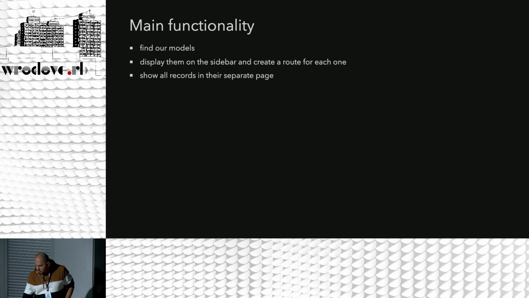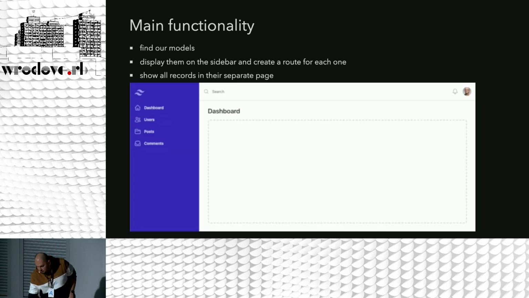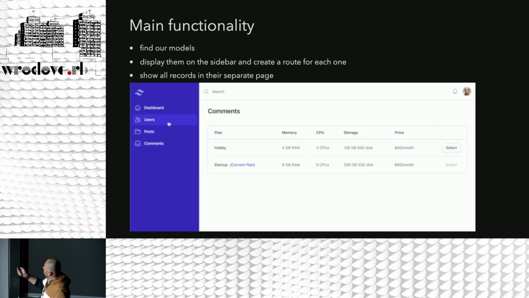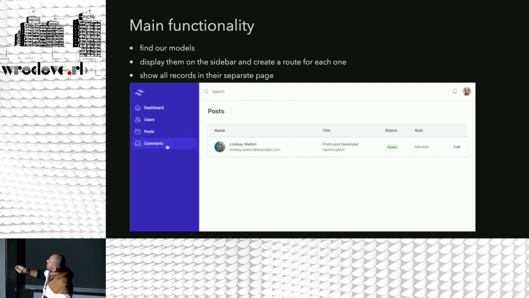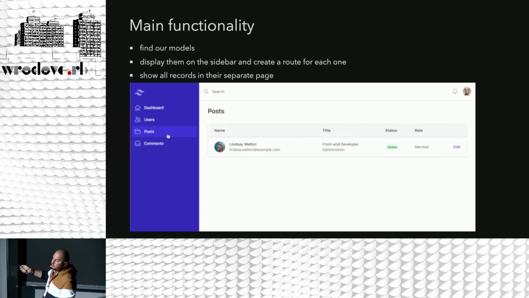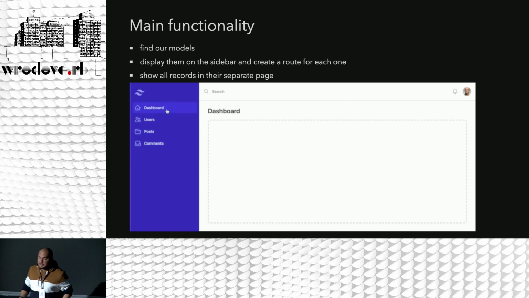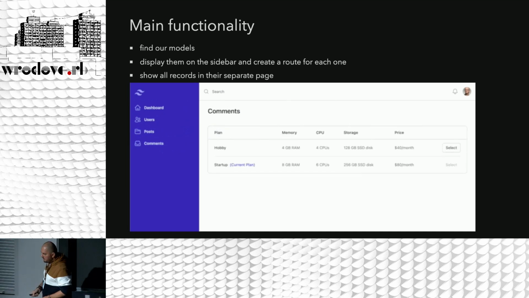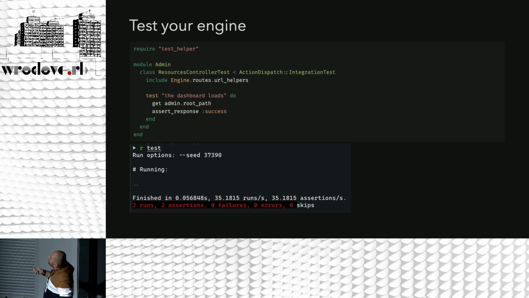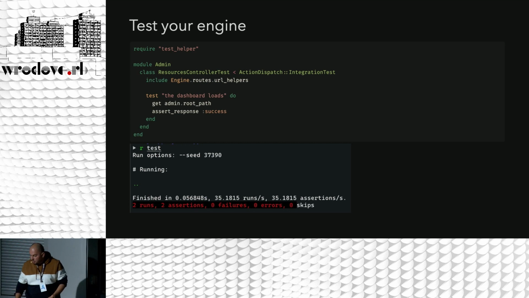So what are we going to build? We're going to build this admin panel framework, which will go and find all our models. It will display them on the sidebar with a link to an index page where we'll see all of our records. So all the users, posts, comments, and so on. Test your engine. Test all your code. That's very good advice. This is a small test that just loads a page and makes sure everything passes.